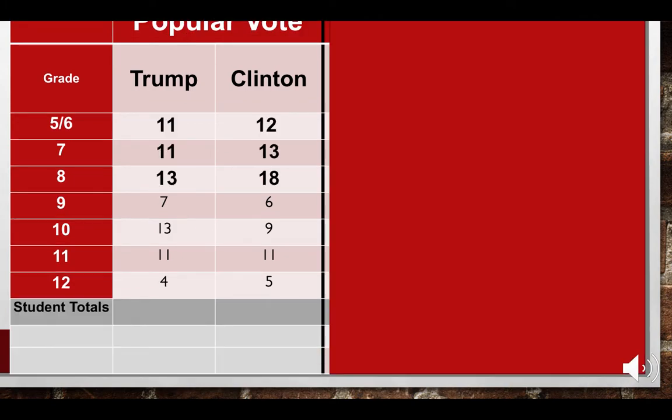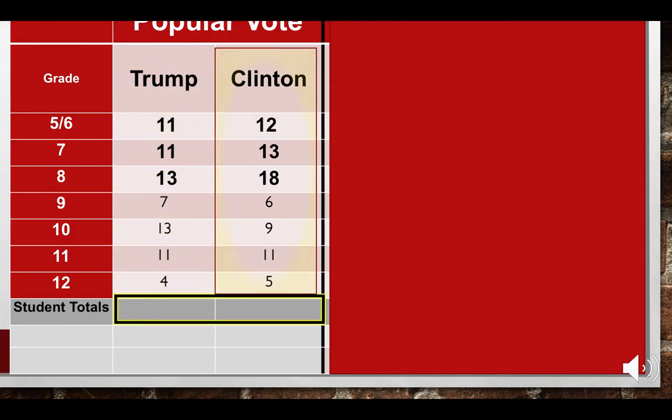So the first thing that we're going to do is focus on this popular vote. And right now I want you to fill in the numbers that you see on my chart that are not on yours. And that's for 5th and 6th, 7th and 8th grade. So first of all, you're going to fill in the numbers for Trump. And then I'd like you to total those up right down here.